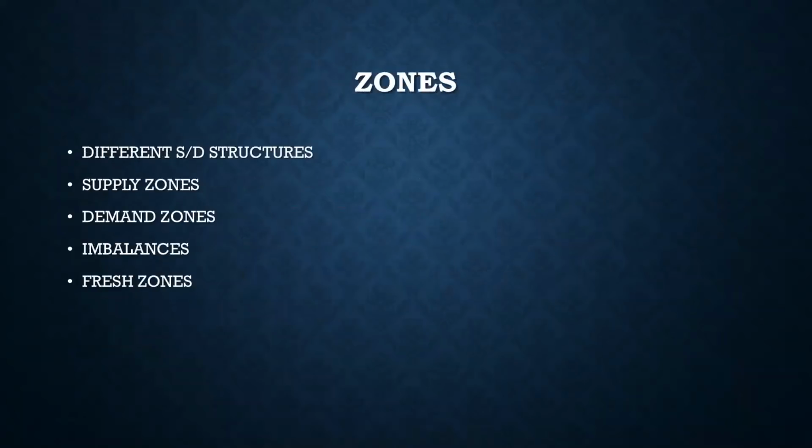So going to the first topic, different supply and demand structures. That's what we're going to cover first. I'll be drawing just now. Given the following structures, you obviously know that supply and demand zones are basically of 4 structures. There's the rally.